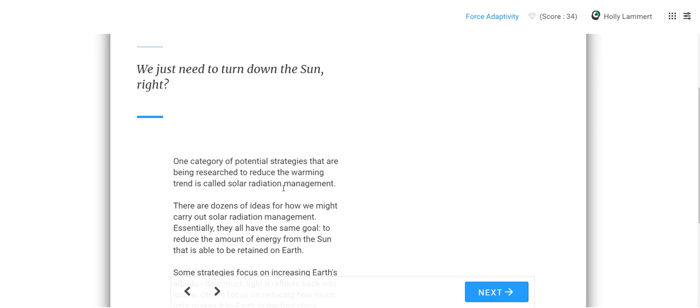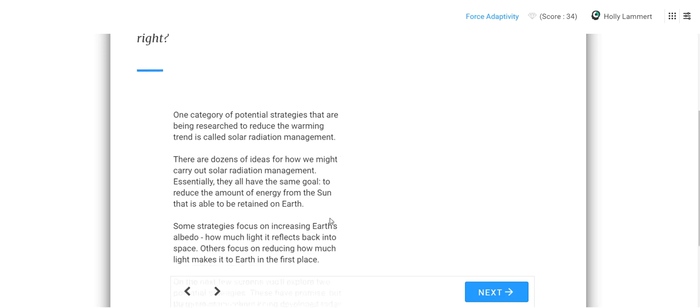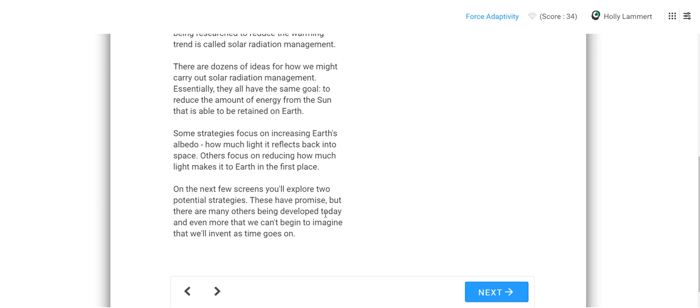One category of potential strategies that are being researched to reduce the warming trend is called solar radiation management. There are dozens of ideas for how we might carry out solar radiation management. Essentially, they all have the same goal, to reduce the amount of energy from the sun that is available to be retained on Earth. Some strategies focus on increasing Earth's albedo, how much light is reflected back into space. Others focus on reducing how much light makes it to Earth in the first place.